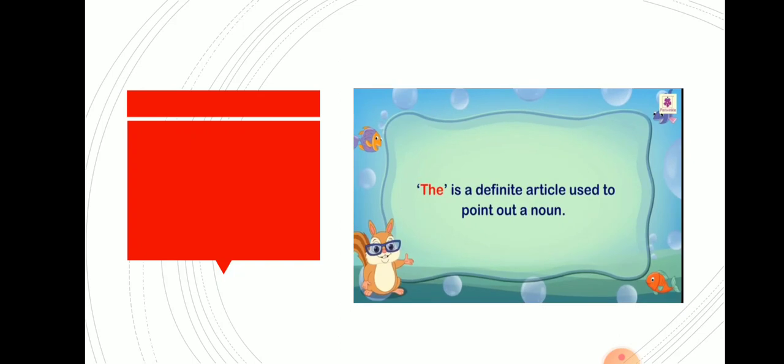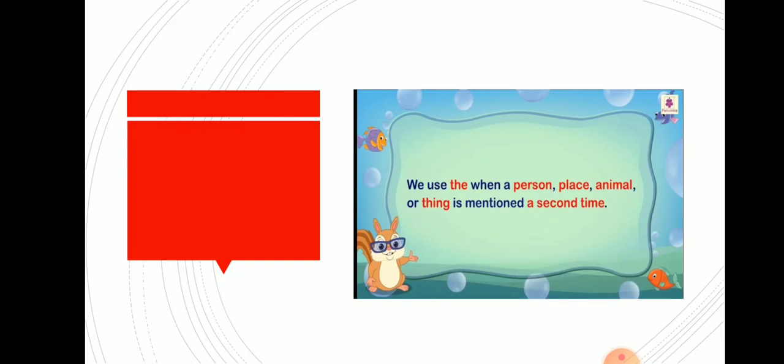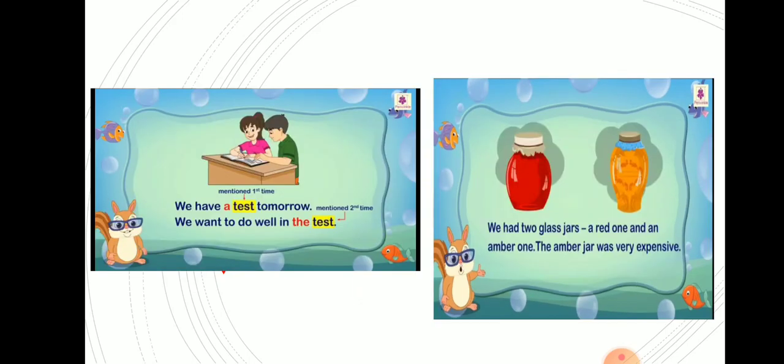The is a definite article used to point out a noun or indicate a noun that we already know. We use the when a person, place, animal or thing is mentioned a second time or after that. Means we have already talked about that person, place, animal or thing, or we already know about it, and we are mentioning it again, so we use the to indicate it.